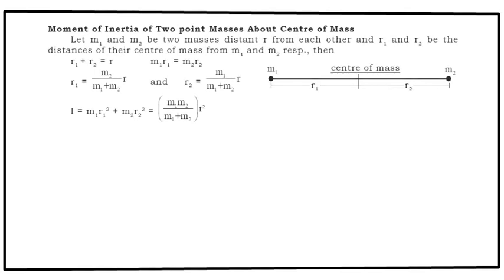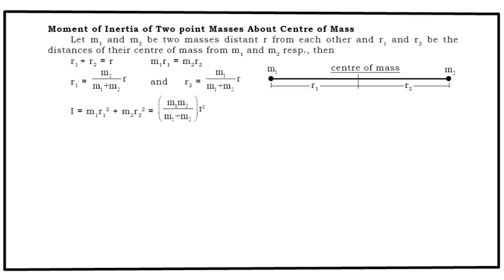Now moment of inertia of two masses about center of mass. Now there are two masses m1 and m2 at distances r1, r2 from the center of mass. We know r1 plus r2 is equal to r. So now we know one formula that the moment about the center of mass would always be the same. So m1 into r1 would be equal to m2 into r2.